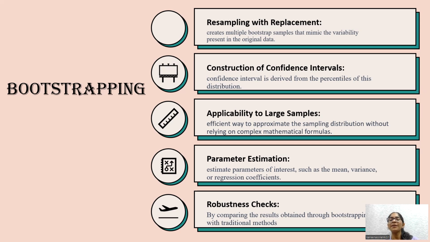Third key point is about applicability to large samples. Efficient way to approximate the sampling distribution without relying on any complex mathematical formulas. Fourth point is about the parameter estimation. It estimates the parameters of interest such as mean, variance, or regression coefficients. And the fifth and the final key point here is about the robustness checks. By comparing the results obtained through bootstrapping with the traditional methods is the fifth point.